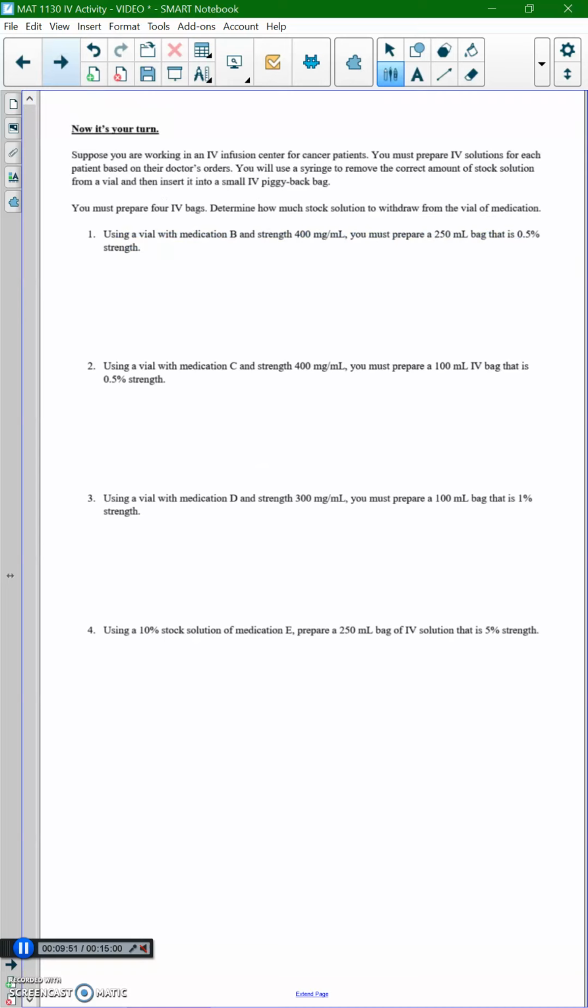So you're going to take a look at these final 4 problems in the activity, guys, using the 2 examples we just did together as a guide to help you through. So give these 4 problems a look and see how they go.